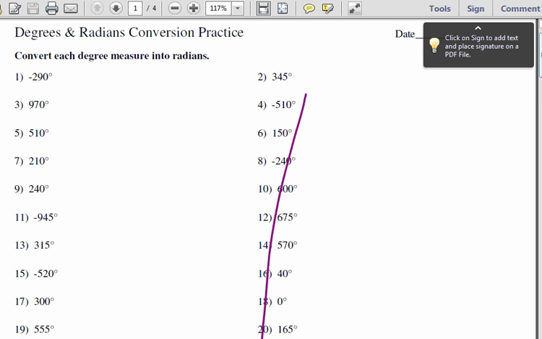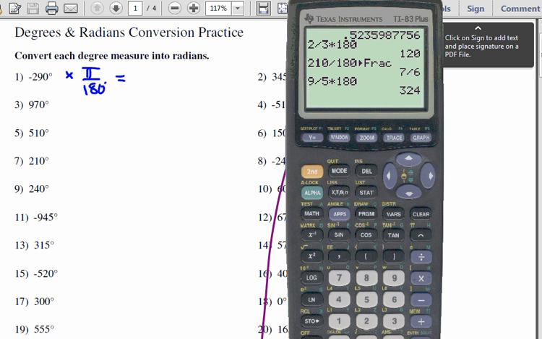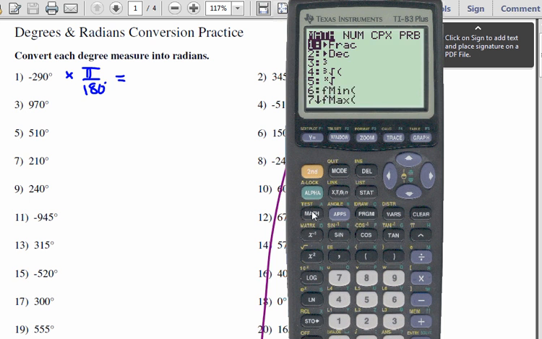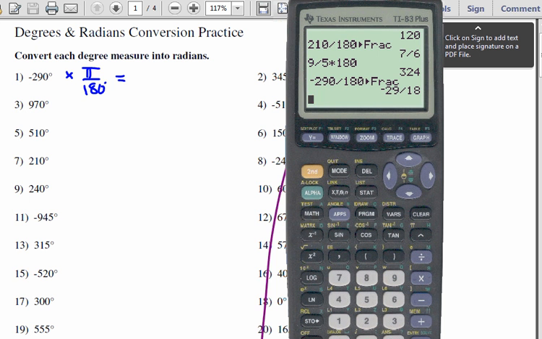If you have a negative degrees, then your answer will be negative radians. So the first one, if I multiply by 180 over, we want pi, we want radians. Kathleen, what would I enter in my calculator for the first one? Negative 290 over 180. Math, enter, enter. So your answer would be negative 29 pi over 18. The pi goes on the numerator.